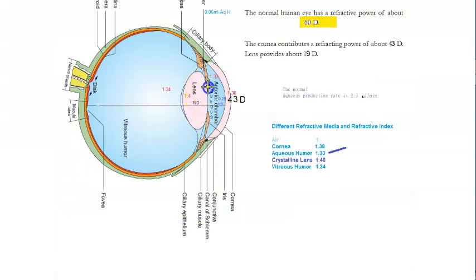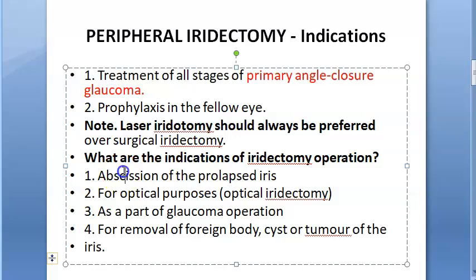If there's angle closure glaucoma, what will happen? Basically, the pupil block will be there, so the aqueous cannot get out of the posterior chamber to the anterior chamber. Iris bombé will occur, where the iris will bulge out like this, and because of this bulging, the angle will get closed. So what they will do now is an iridectomy here. All the pressure will get released and the iris will come back to shape, the angle will open up and no glaucoma. So basically, treatment for all stages of primary angle closure glaucoma, prophylaxis and fellow eye.